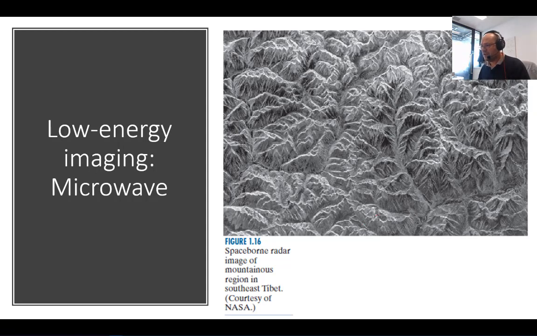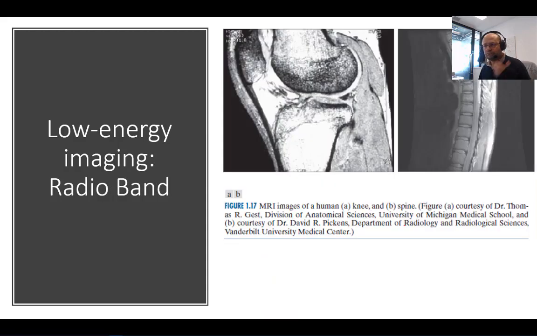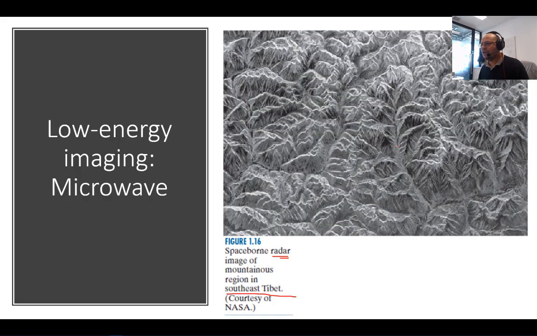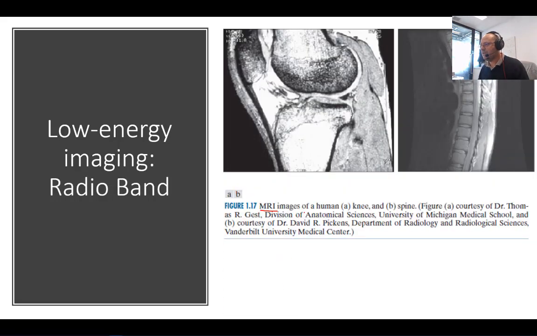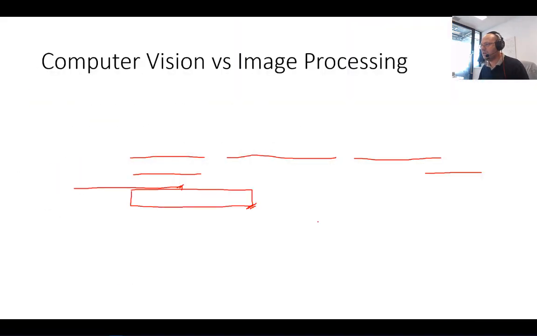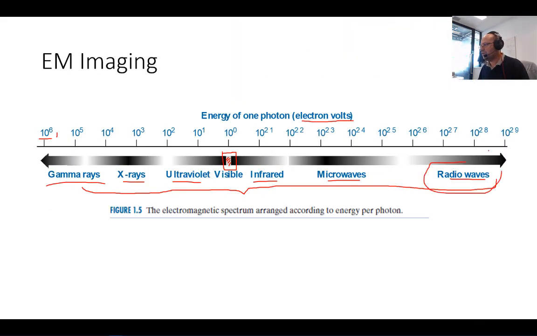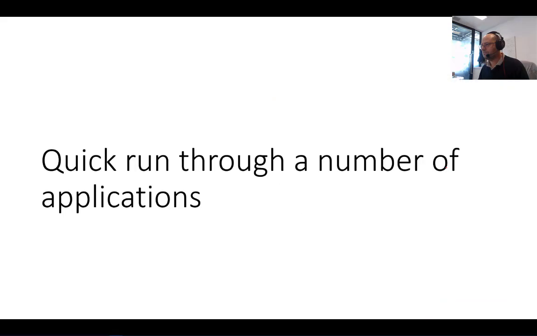Microwave. This is a picture of Southeast Tibet using radar. So this is microwave information. It's a beautiful image. Radio band, MRI. So we are now in the far end of the spectrum. We are now talking about radio waves.